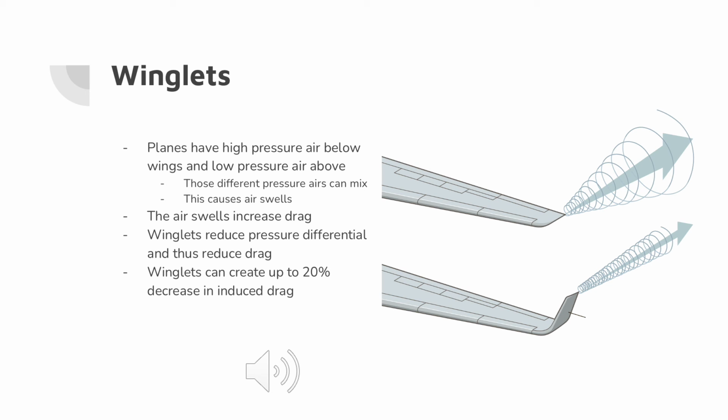Winglets are a more recent invention that help improve aerodynamic efficiency. When the high and low pressure air from above and below the wings mix at the end of the wings, they create air swells. These air swells create drag and can be dangerous for aircraft passing behind them. Winglets are placed at the end of the wings to reduce the pressure differential and decrease drag by up to 20%.